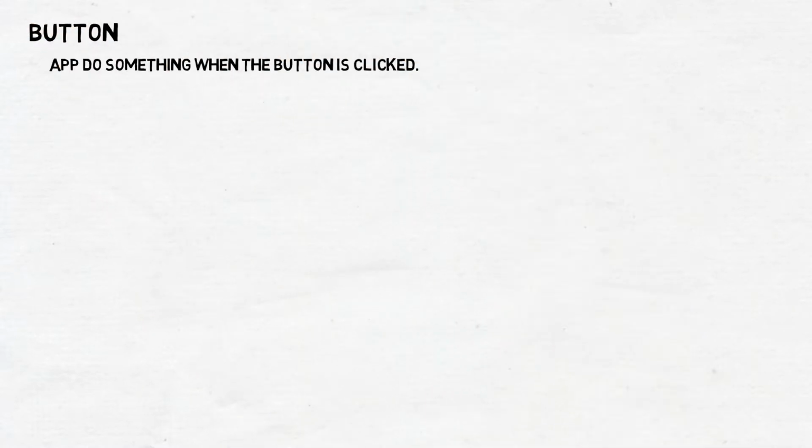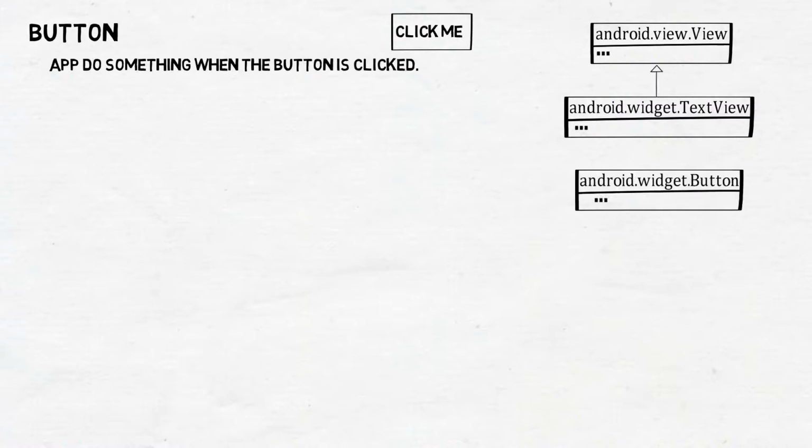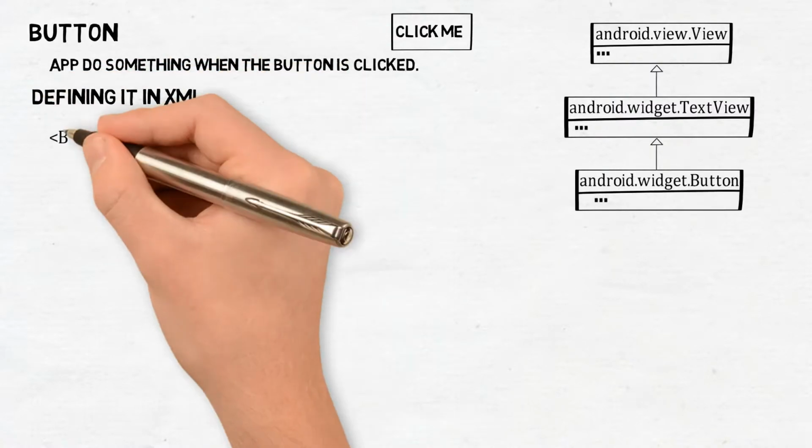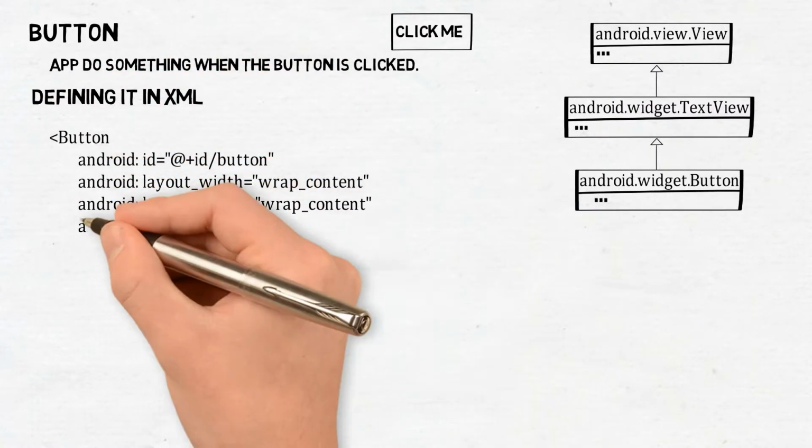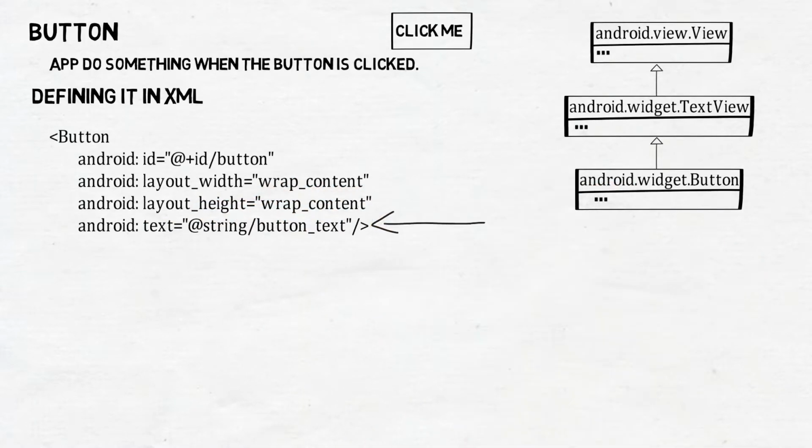A button is usually used to make your app do something when the button is clicked. You define a button in XML using the button element. You use the android:text attribute to say what text you want the button to display.